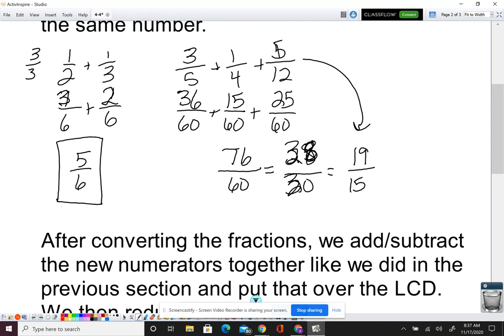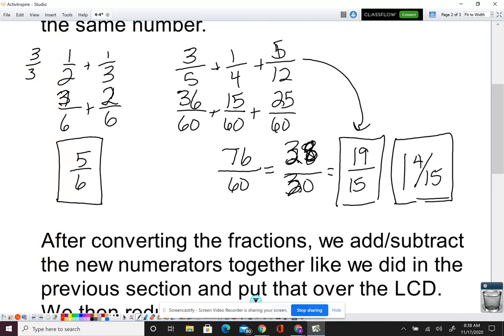So this is one way your calculator will display it. The other way your calculator will display it is 1 and 4/15. So either one of those I will accept as the answer unless I say specifically to convert it into a mixed number.